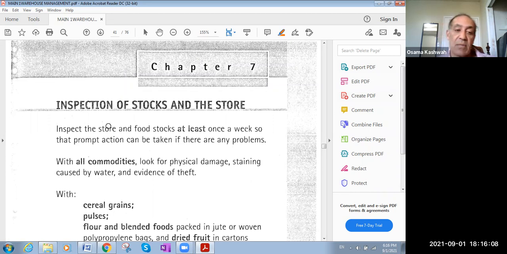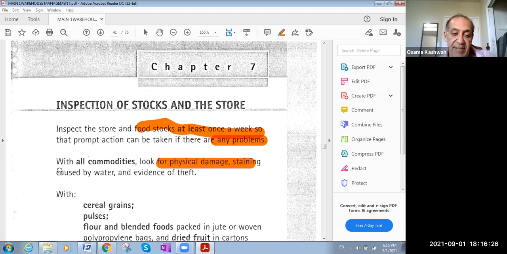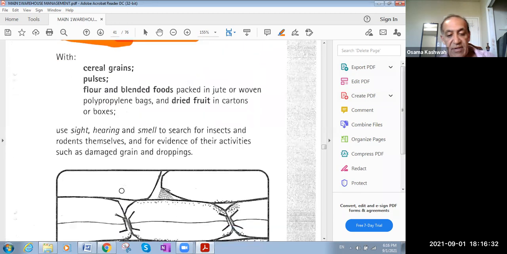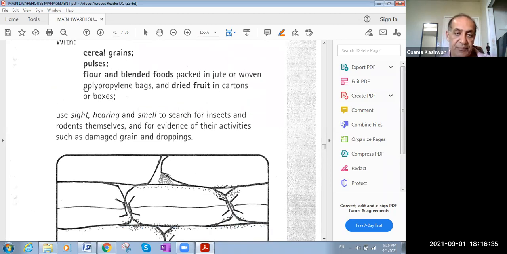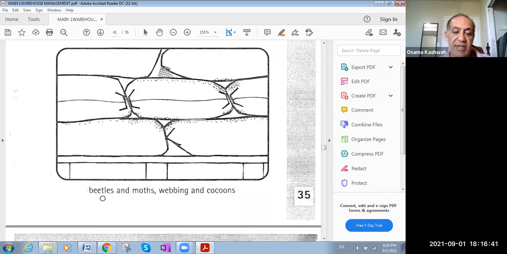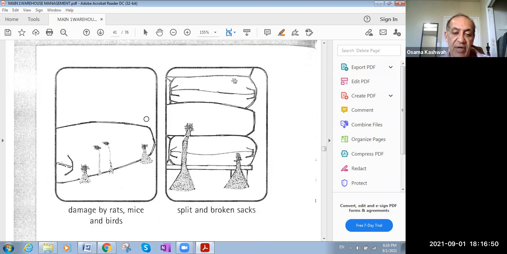Inspect the store and the food stock at least once a week so that prompt action can be taken if there are any problems. With all commodities, look for physical damage, staining caused by water, and evidence of theft. Check for any problems regarding the walls, beetles and moths, webbing and cocoons. So all those you have to take care of.